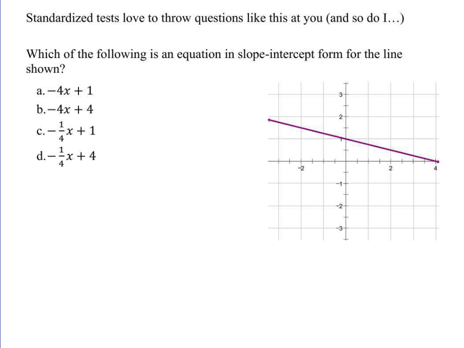So just continuing section 3 with slope intercept form. Standardized tests love to throw questions at you involving slope intercept form. They disguise them a little bit. They'll do something like this. Which of the following is an equation in slope intercept form for the line shown? And then here's the graph.